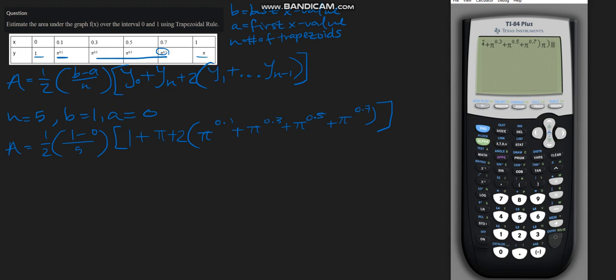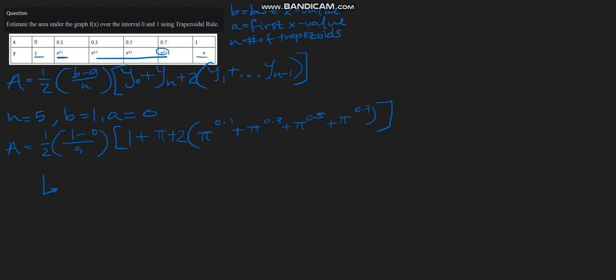So now we enter it, and we get 4.2041 and all those extra numbers. Since we're always wanting to do 3 significant figures, this can be rounded off to 4.20, and that is your final answer.